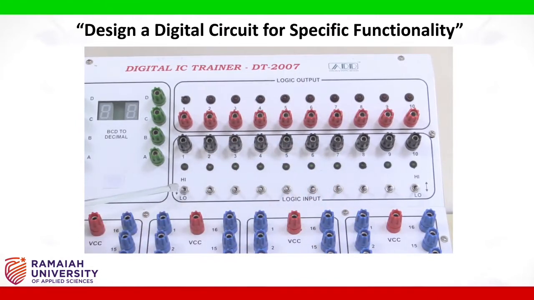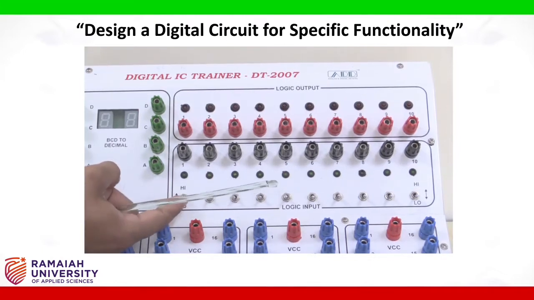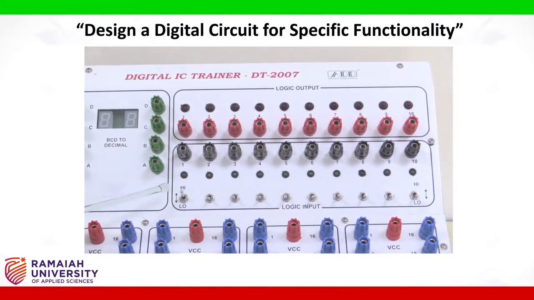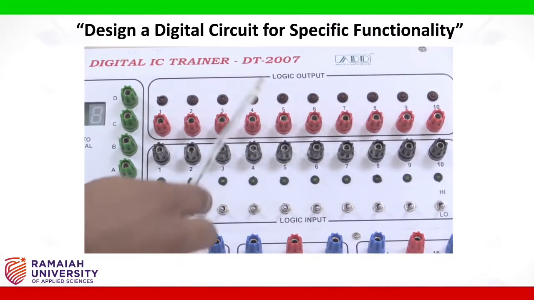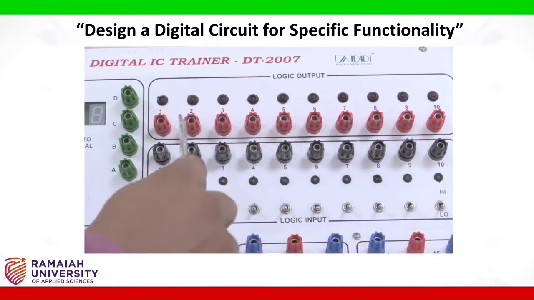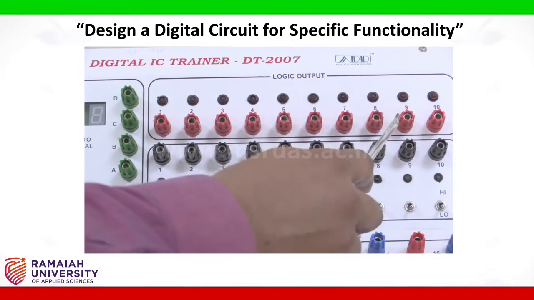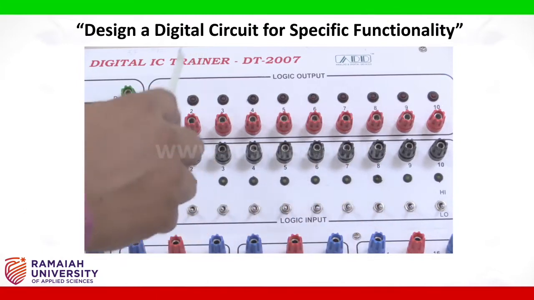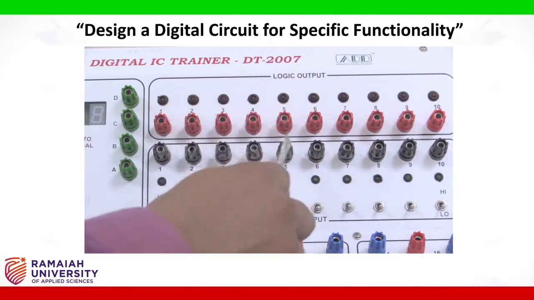Whenever the toggle switch is at the bottom position, it represents the input is logic low, and if we keep this toggle switch at the top position, it represents the input is logic high. At the same time, you can see there are 10 output pins in red color, and you can connect the output to these red knobs, and the output can be seen through the LED bulbs which are provided at the top of the output pins.